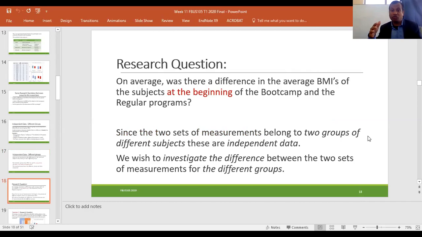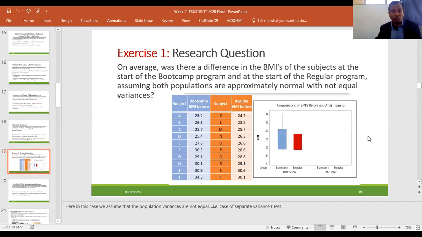So now the research questions. On average, was there a difference in the average BMI, or mean BMI, of the subjects at the beginning of the boot camp and the regular program? So that is one research question. The second research question could be: was there any difference in the average BMI of the subjects at the end of the boot camp program and the regular program? So these are the two different levels of comparison we are trying to do. So let's do this exercise now.